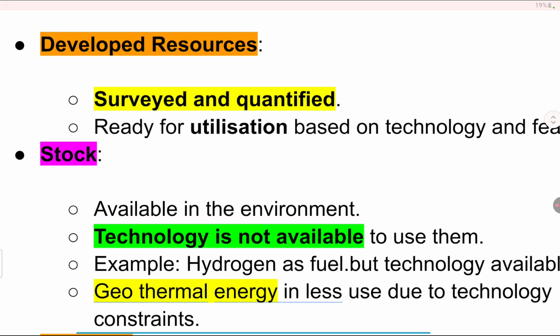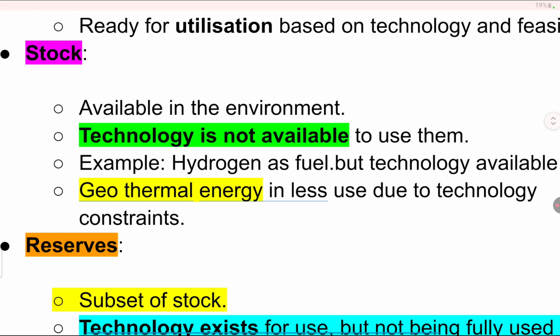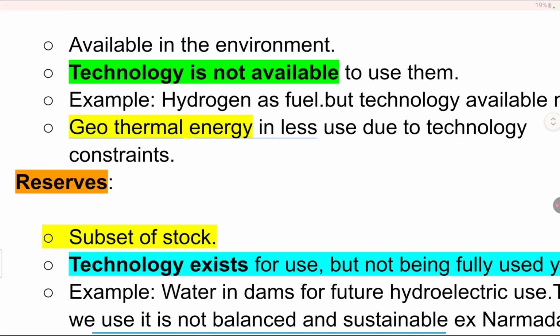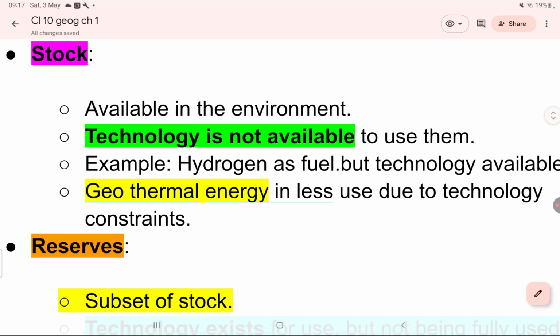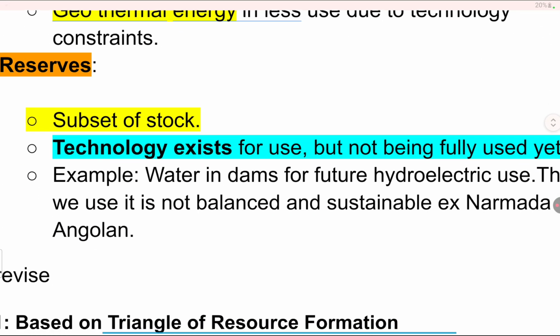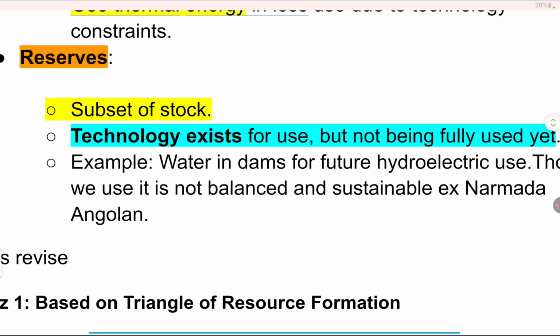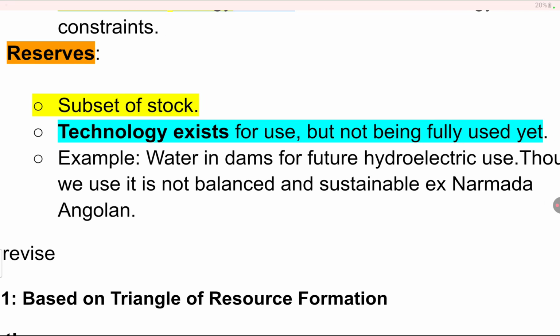For example, coal, petroleum. Stocks are those which are available but the technology is not available. Though in NCERT, hydrogen is given as a stock, at present the technology is developed to use hydrogen as an important fuel, so it is not a stock at present. We can take the example of geothermal energy. Though it is also used, its use is very limited. You can say it is for research purposes. So we consider it as a stock. Reserves are a subset of stock. Here technology exists but is not fully used.